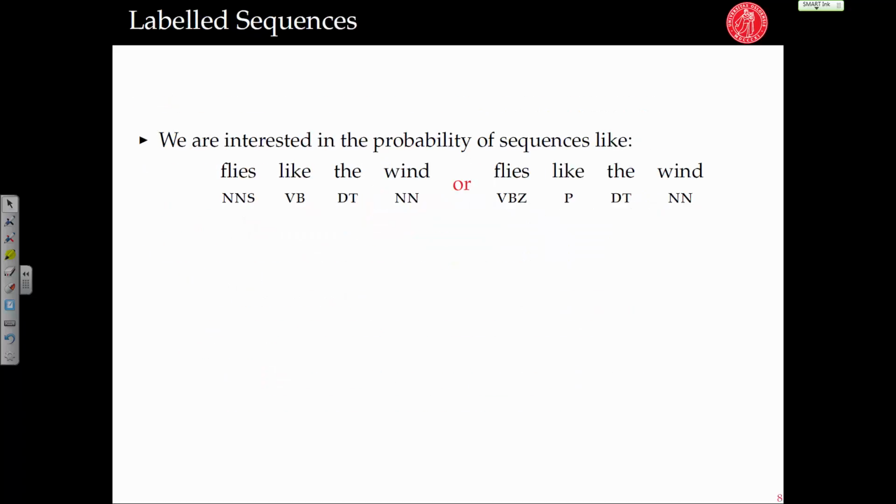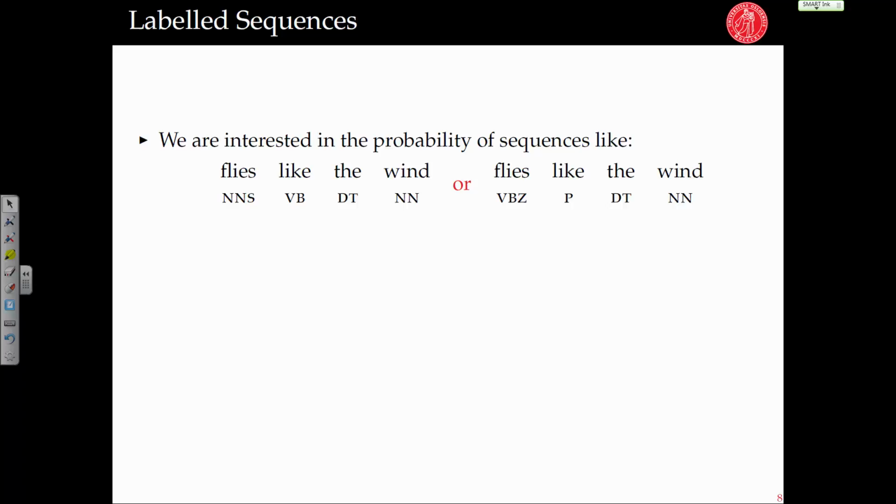Okay, so again, this is what we are interested in: flies like the wind. Before we talked about flies like an arrow, and there our interpretation was a little bit clearer to us. Here, one can argue that flies can actually, the insects can like the wind for some reason. Makes them faster, or I don't know why. So again, we have this problem here.